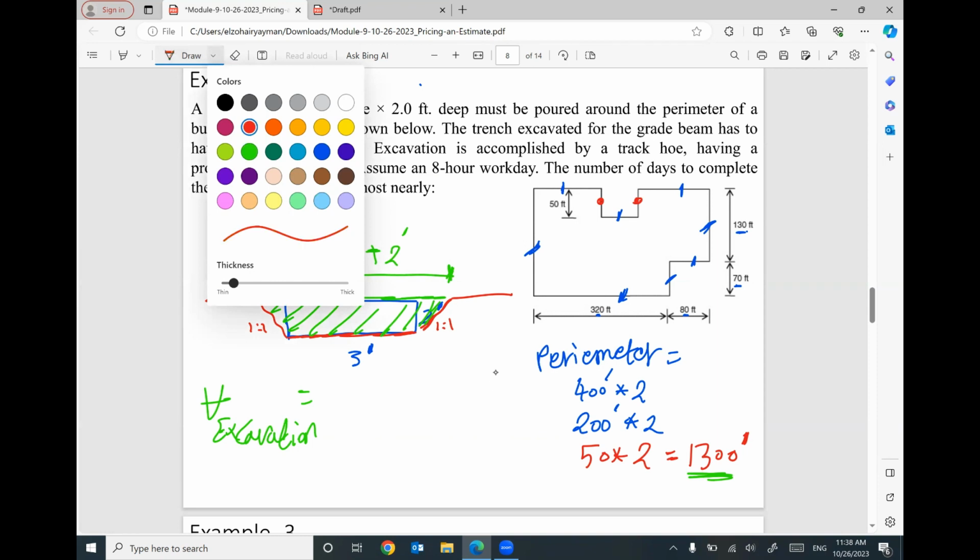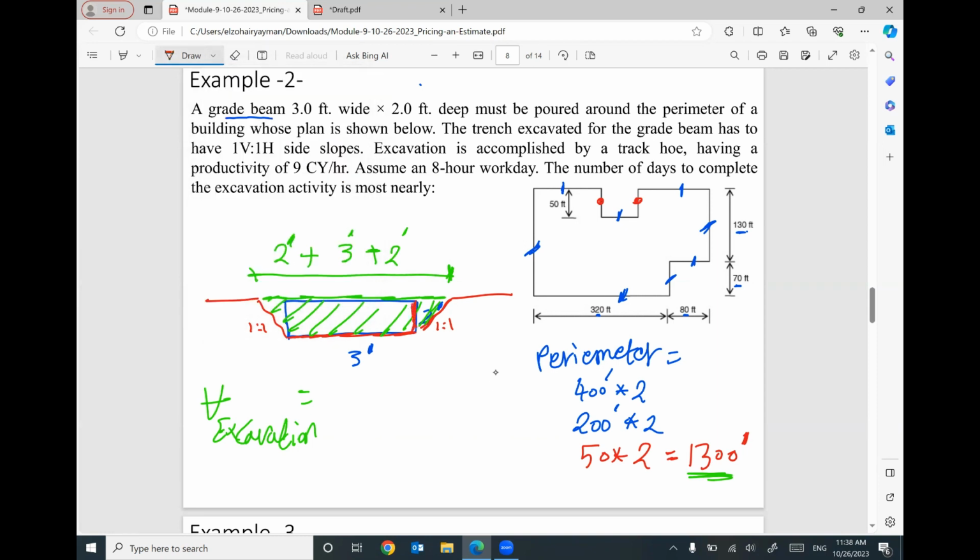If you remember, we covered this before. This height is 2, this length will be 2 because your slope is 1:1. This height is 2, this length will be 2 because the slope is 1:1. So the area of this excavation will be 3 feet plus 7 feet divided by 2 times the distance in between, 2 feet. This area of excavation multiplied by 1,300 total perimeter around this area will give you the total volume of soil that needs to be excavated.